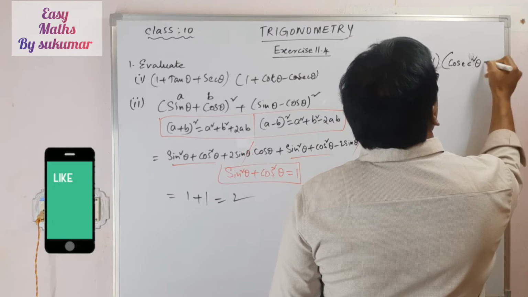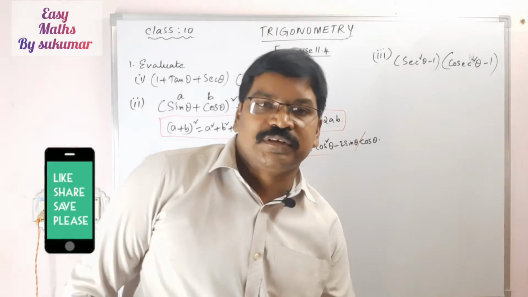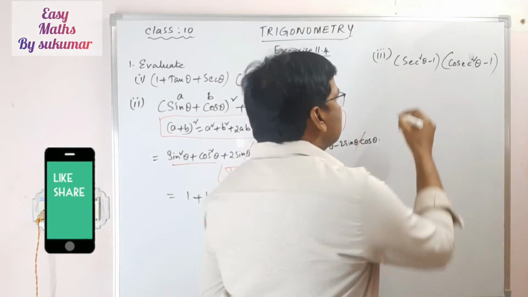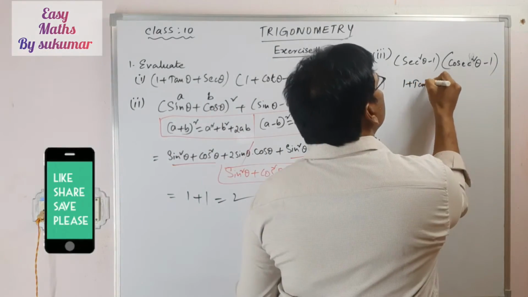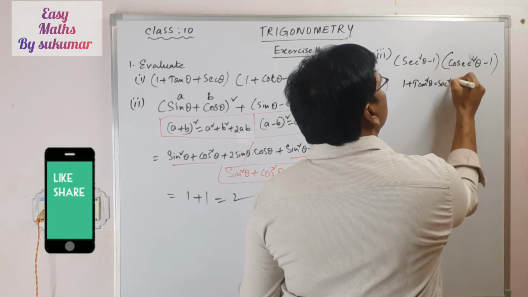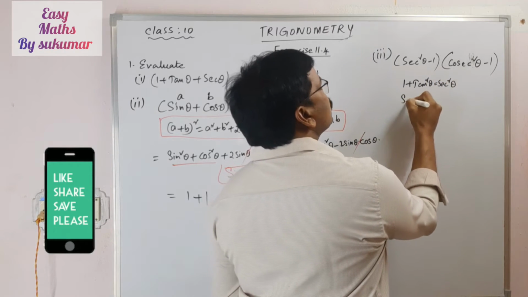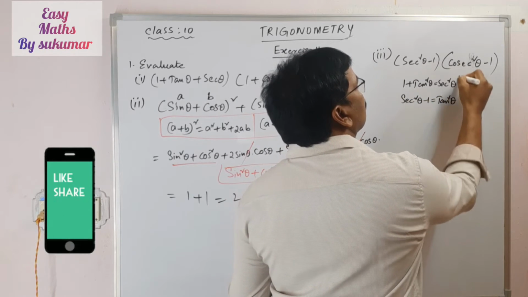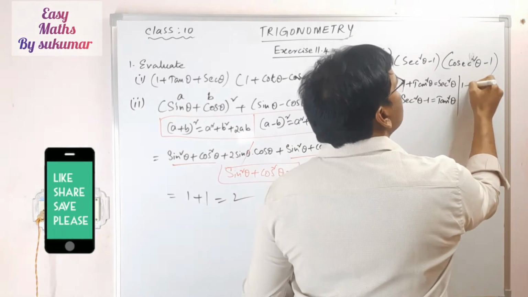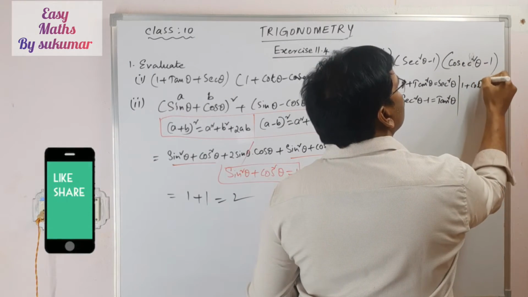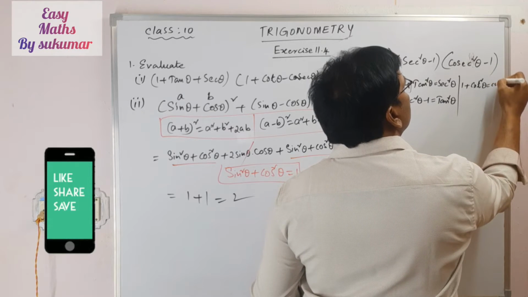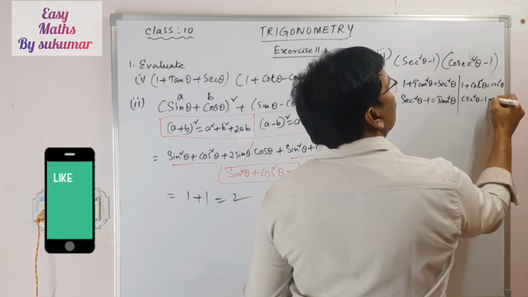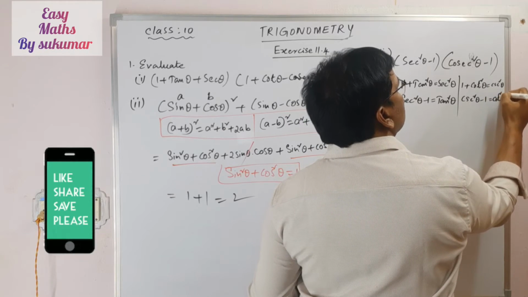Cosecant square theta minus 1. Okay, have a look here. See, my dear students, we have an identity. What is that identity? 1 plus tan square theta is equal to secant square theta. So, from this, secant square theta minus 1 is tan square theta. Similarly, 1 plus cot square theta is equal to cosecant square theta. Right, cosecant square theta minus 1 is equal to cot square theta.